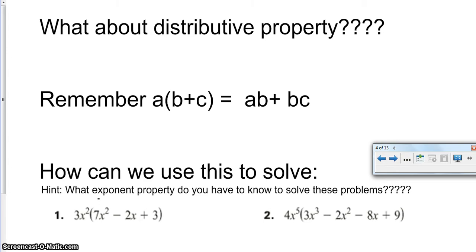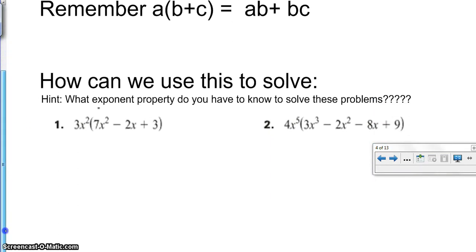So what about the distributive property? Remember, a times the sum of b plus c equals ab plus ac. How could we use this to solve these? And then I also have a hint here. What exponent property do you have to know to solve these problems?